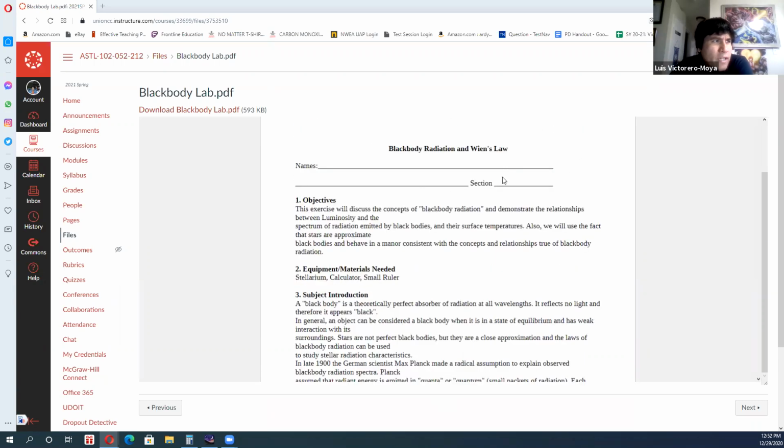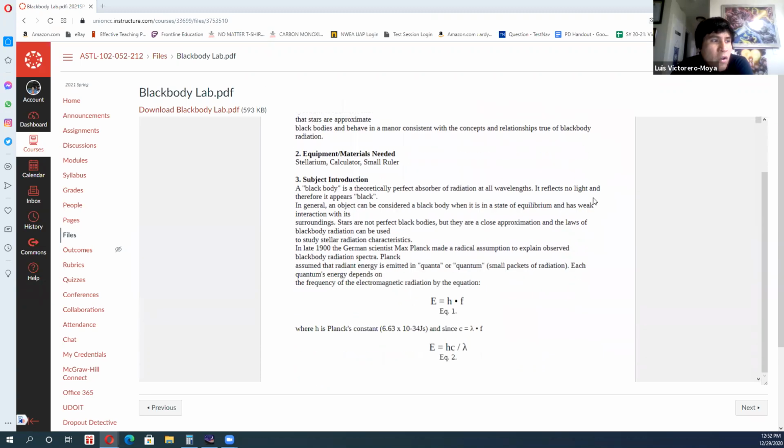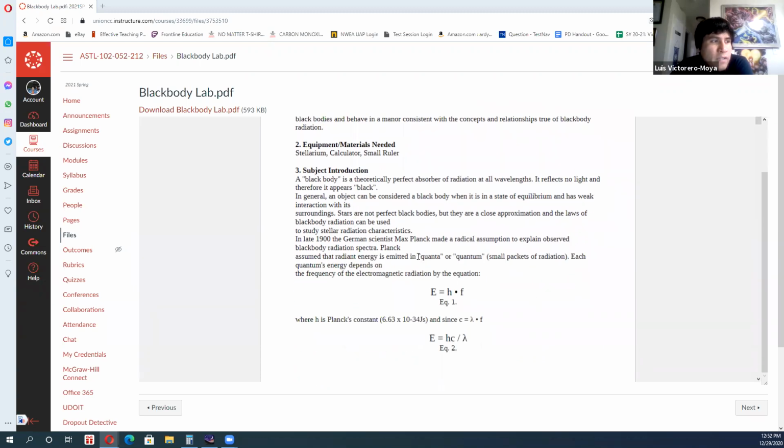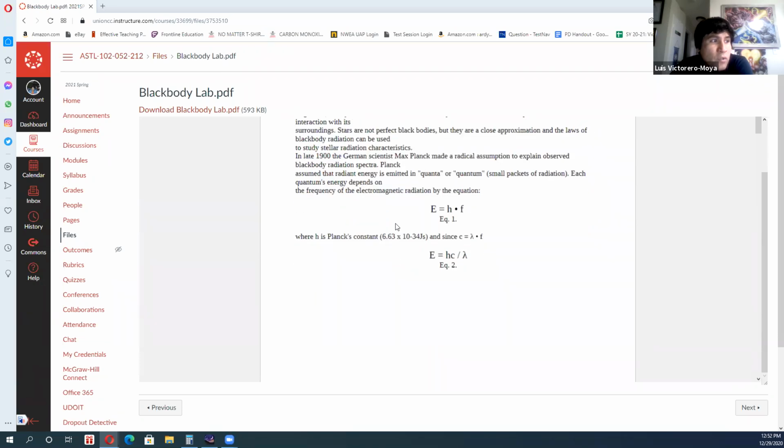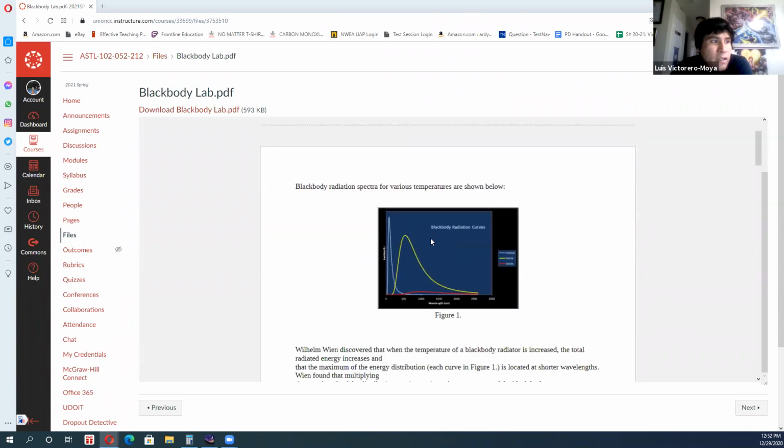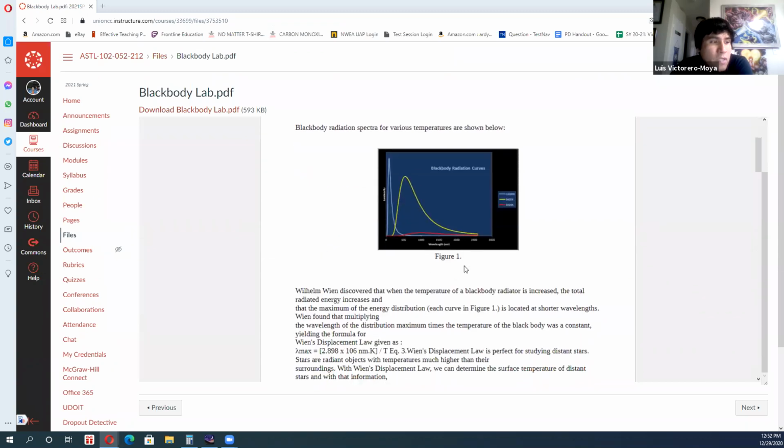This is a half lab. It's not difficult. It requires a couple of mathematical calculations, but it's very straightforward. This will allow you to investigate, study and confirm some of the ideas of blackbody radiation, Wien's law, the energy of a photon, the electromagnetic radiation energy, the usage of the Planck constant, and the blackbody curve.